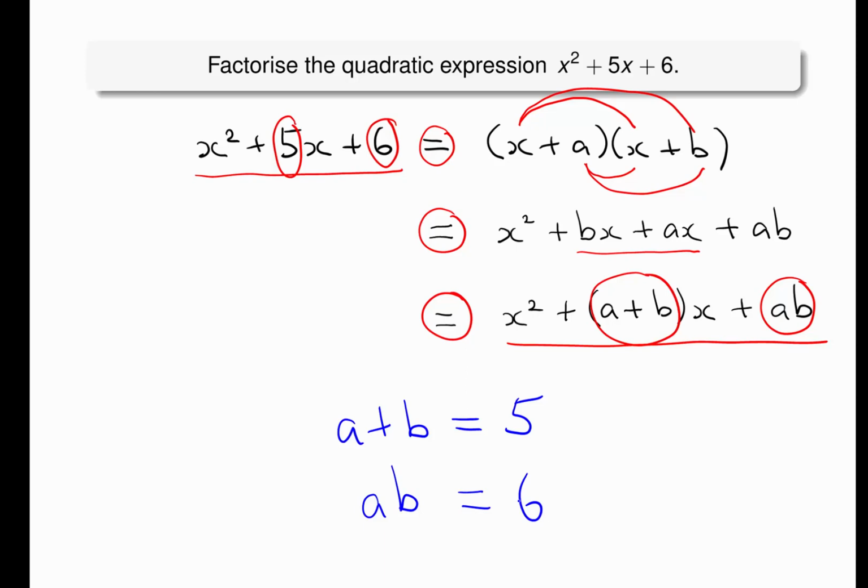Alright, be sure to watch the follow-up to this module, where we use this factorization technique to solve quadratic equations. These equations are one of the most common types of equations that you'll encounter in your study of the mathematical sciences.